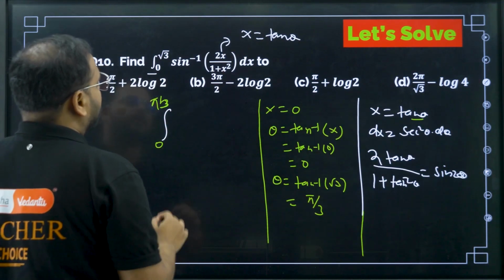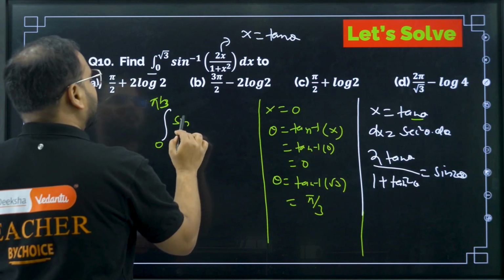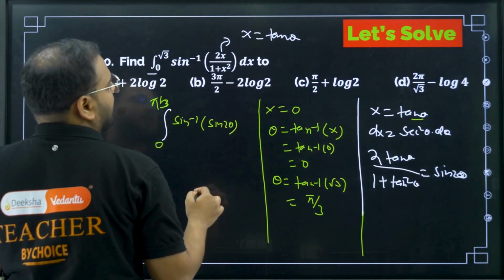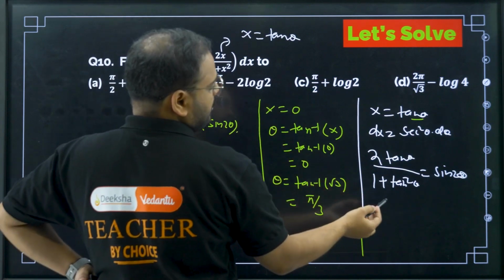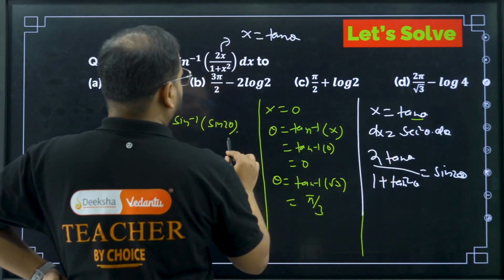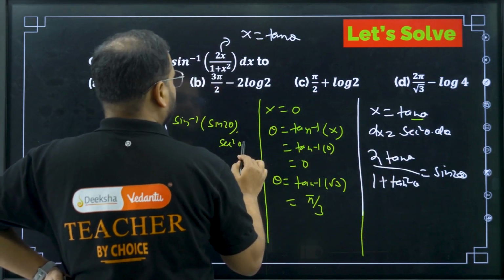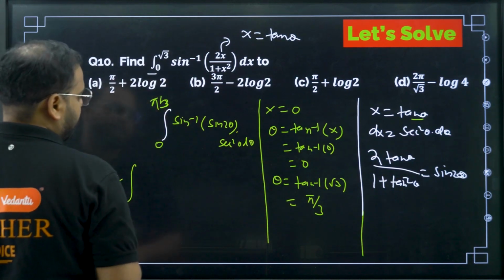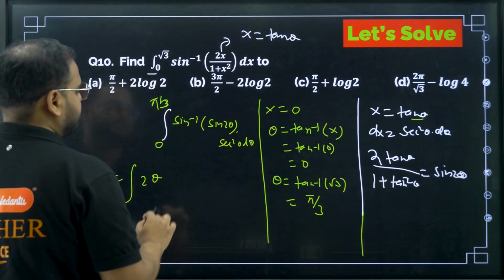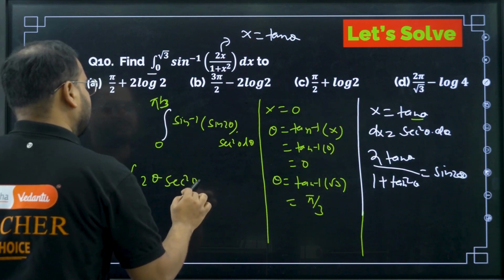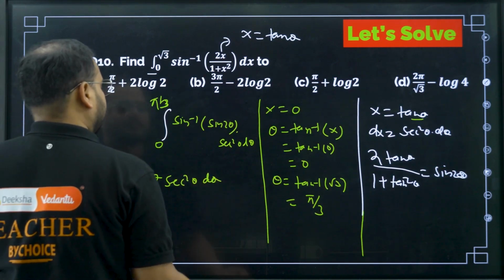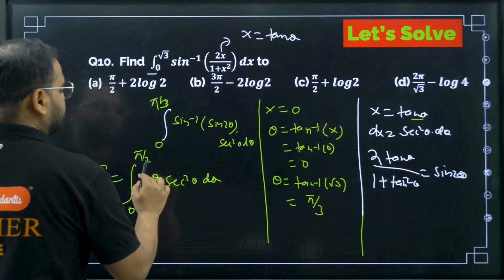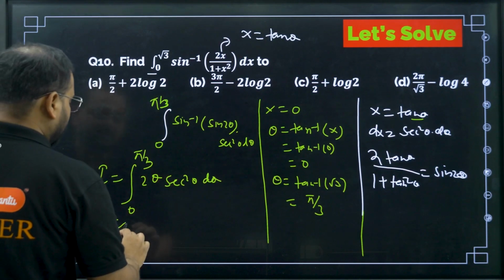Okay, now I can write this as sine inverse of simply sine 2 theta, and what does that tell me? Dx equals sec square theta d theta. So I equals to 2 theta sec square theta d theta. Yes or no? From 0 to pi by 3. Take 2 outside, constant.